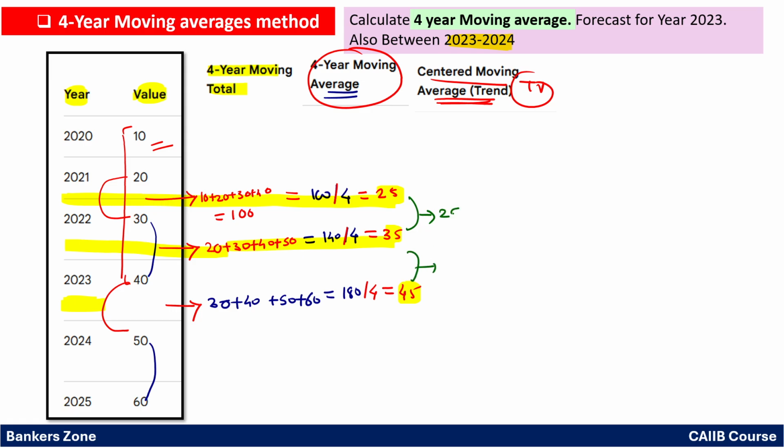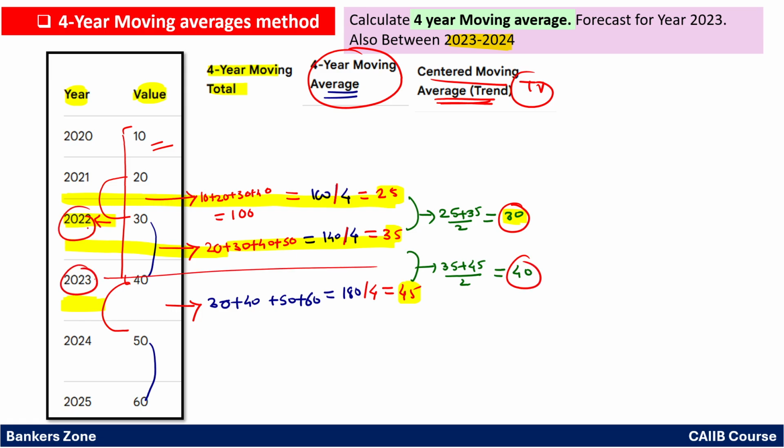So here 25 plus 35 upon 2, you will get the value 30, right? Here you can write 35 plus 45 upon 2. So here you will get the value 40. Now you can note one thing here, that 30 is representing 2022. So that 30, the centered moving average value we have calculated, represents 2022, and 40 here is representing 2023. So in this case, alignment is very, very important here, right?